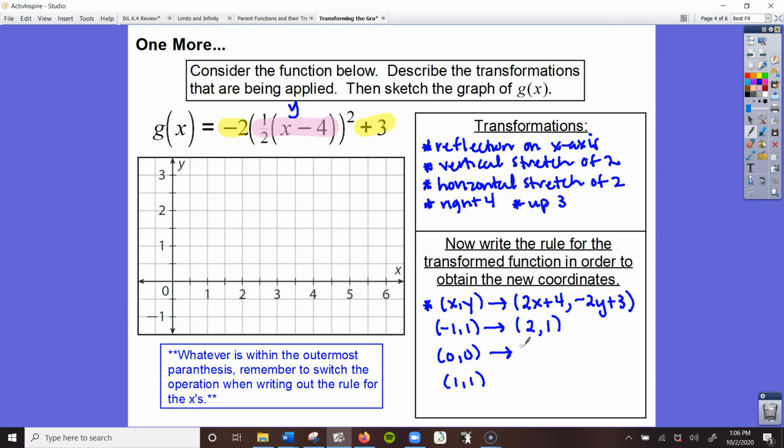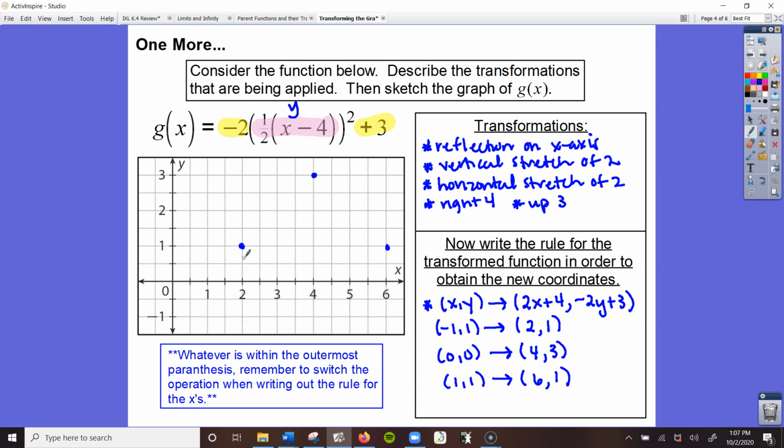When I plug in 0, 0, I get 2 times 0, which is 0, plus 4 is 4, and negative 2 times 0 is 0, plus 3 is 3. And finally, our last point, when I plug in the 1, I get 2 times 1, which is 2, plus 4 is 6, and the 1 for the y, which also gives me 1. So now I can plot these points. So we have 2, 1, 4, 3, and finally 6, 1.